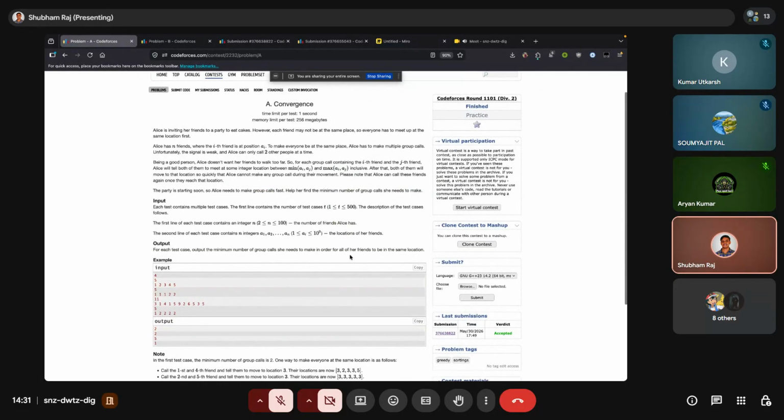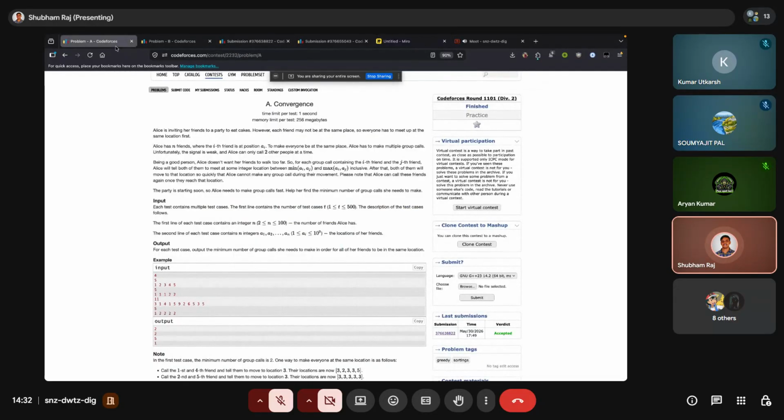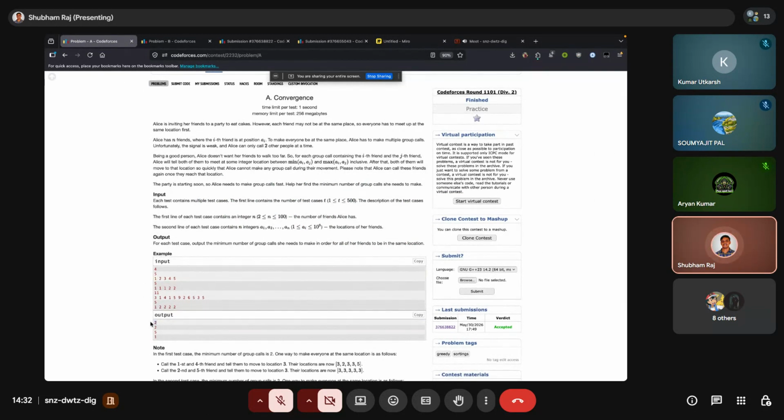So if I see the test cases, suppose 1, 2, 3, 4, 5, I can write 1, 2, 3, 4, 5 here, because as we know the path is in sorted order. If I take midpoint 3 here, we can call her friends as I stated. First she will call these two friends, then these two friends. So in total she needs to make two calls, right? If I see the answer, you can clearly see the answer for the first test case is 2.